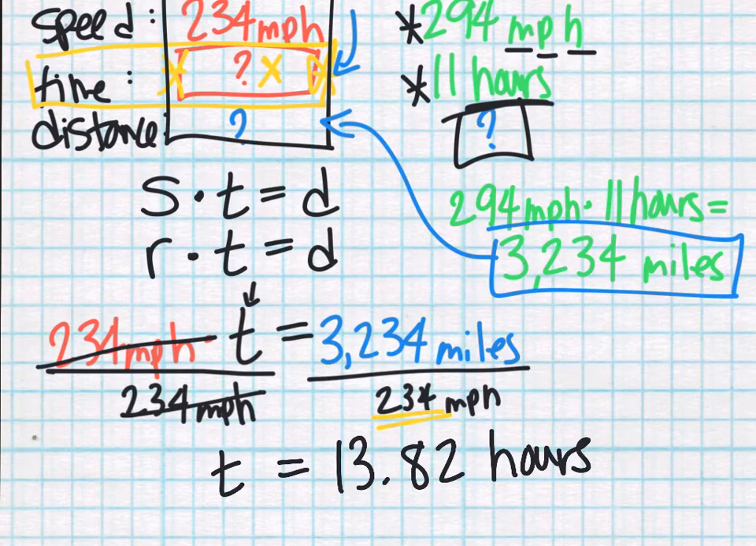So it makes sense they went a little bit slower on this trip. If you notice the number 234, it's about 60 miles an hour slower than 294. So on the first one we know it took 11. On this one it took 13.82. So it makes sense to me that my answer is larger because my miles per hour is smaller, so that means because I'm going slower, it takes me a longer time. Okay, let's look at another example.